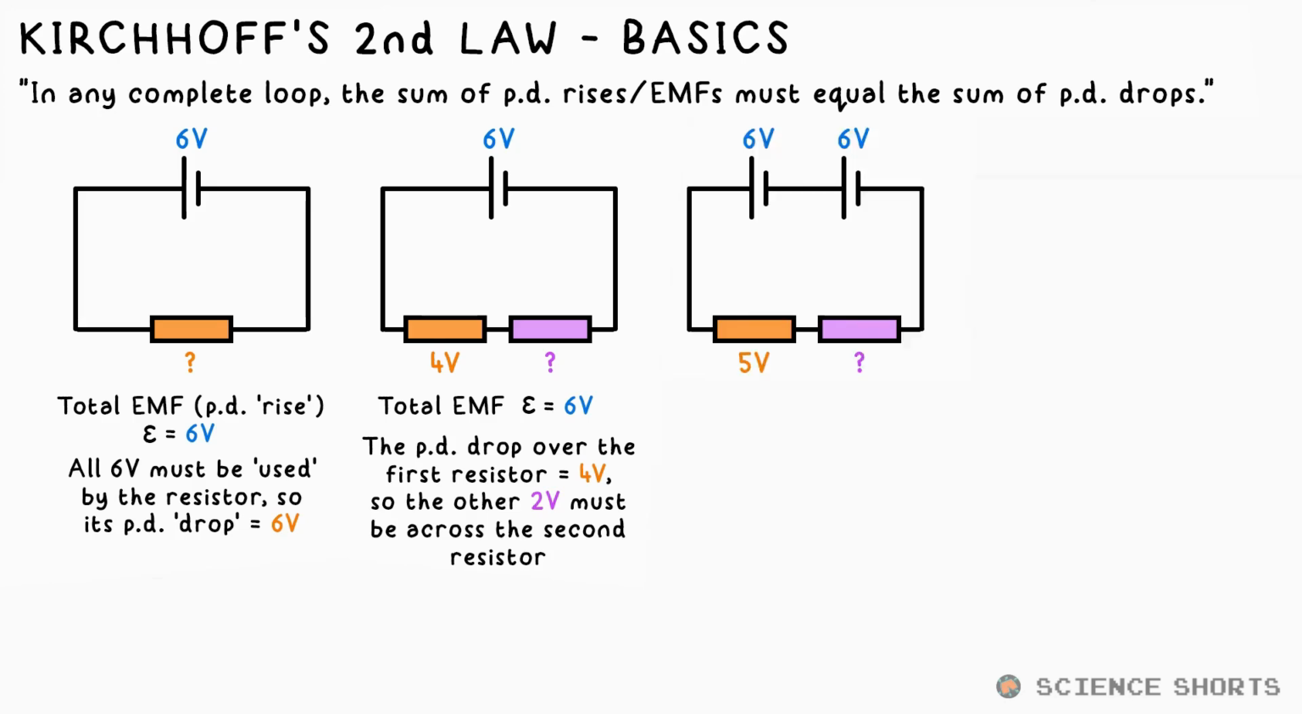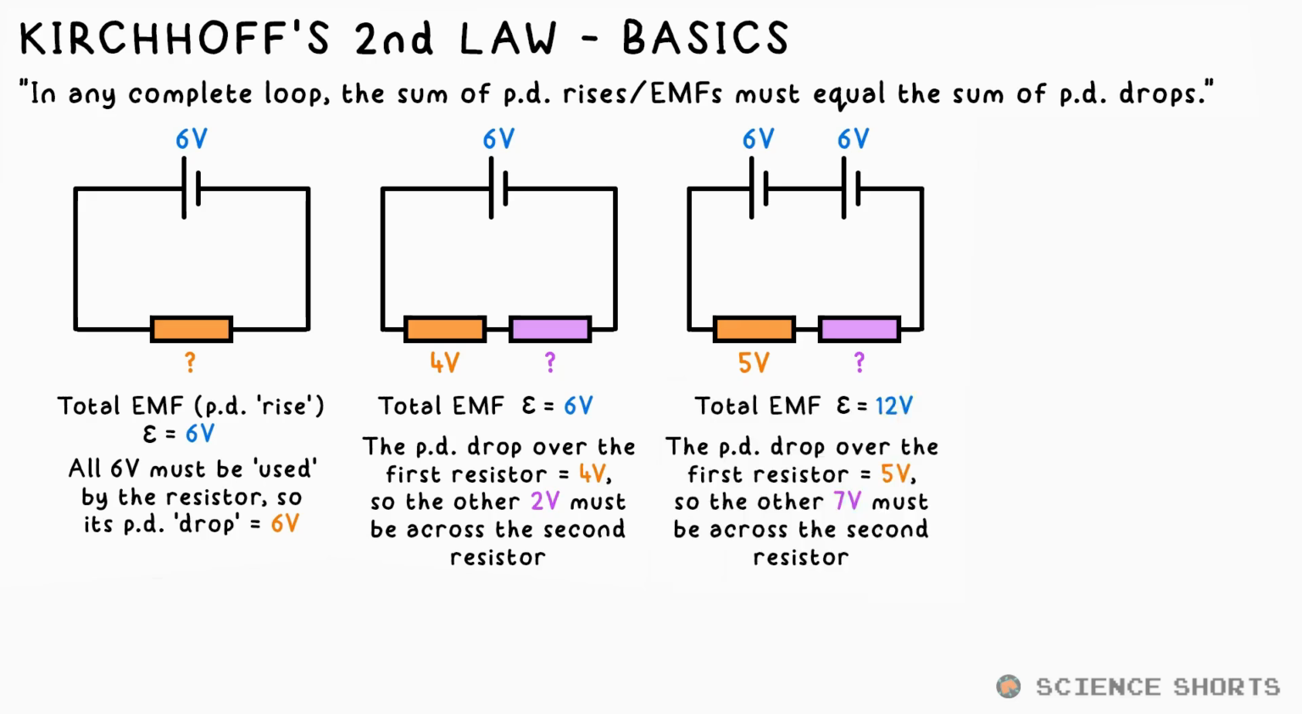Next, let's add another 6 volt battery in series and say that the PD across the first resistor is 5 volts, say. What's it going to be for the second resistor now? Well, the total PD rise, or EMF, is 12 volts, 6 plus 6. So the second resistor must be taking up 7 volts of that 12 volts.